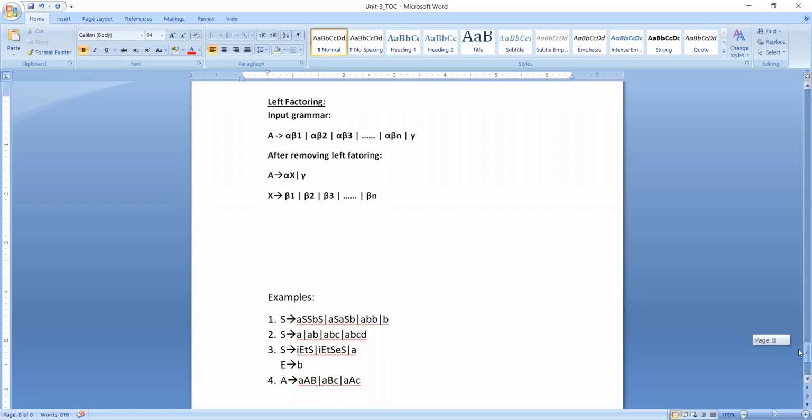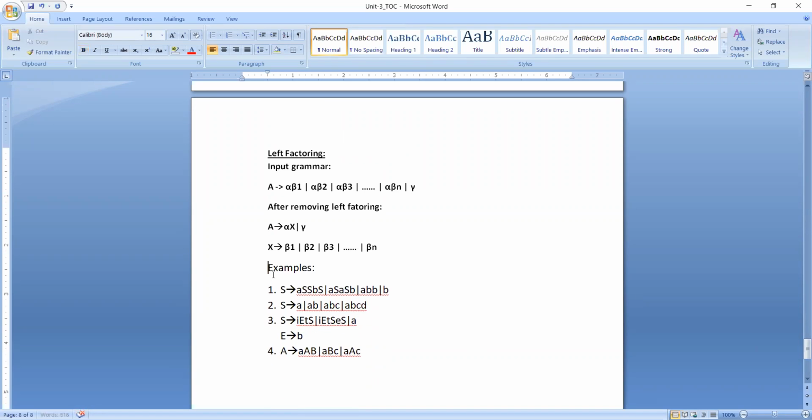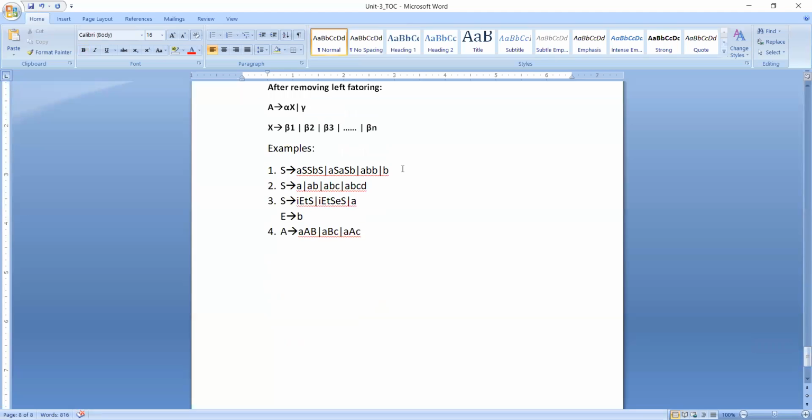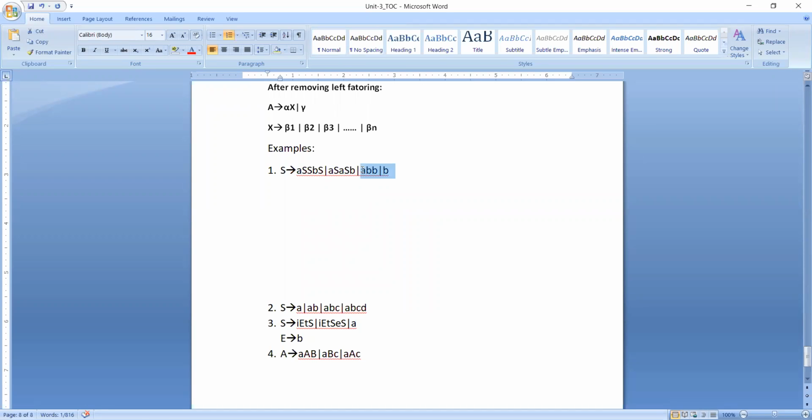Now let us see some examples so that it becomes very clear for us what left factoring is. First of all, have a look at this grammar. Let us take that we have a grammar like this: S derives to a S B S, or a S a S b, or a b and b. So this is what the grammar is.